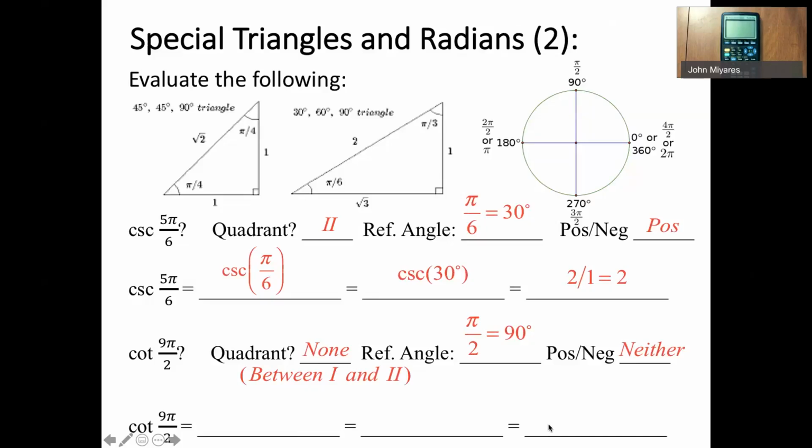So the cotangent of 9 pi over 2 is going to be the same as the cotangent of pi over 2, which is the same as the cotangent of 90 degrees. 90 degrees passes through the point (0, 1). So if you were looking at the tangent, y over x, you would get 1 over 0, which would become undefined. But if you look at the cotangent, x over y, you would do 0 over 1, which means the measure of the cotangent of 90 degrees is going to be 0.